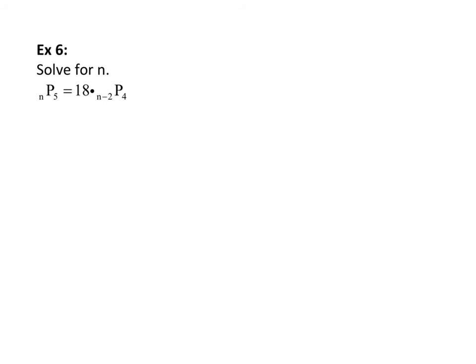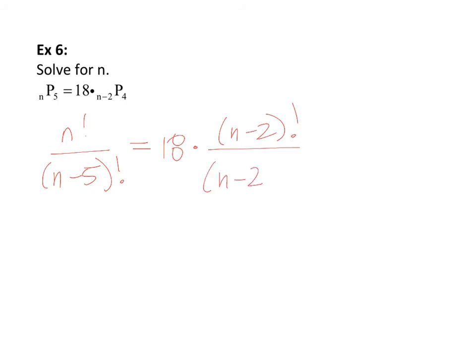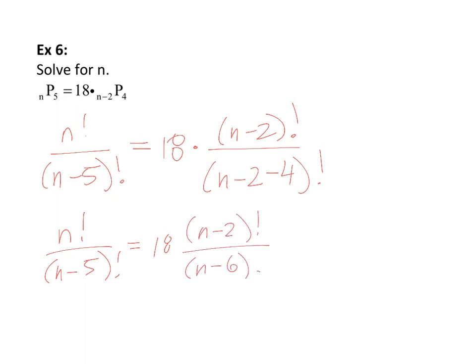Okay, for this particular equation, I have to apply the permutations formula. So I'm going to have, let's see here, it's going to be n factorial over n minus 5 factorial. And it's equal to 18 times n minus 2 factorial over n minus 2 minus 4 factorial. All right, so what do I do here? Let's simplify this. N factorial over n minus 5 factorial is equal to 18 times n minus 2 factorial over n minus 6 factorial.